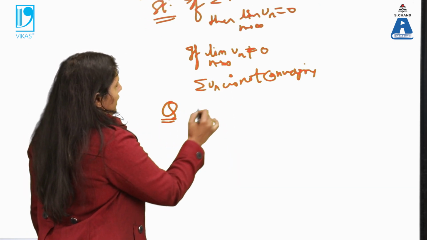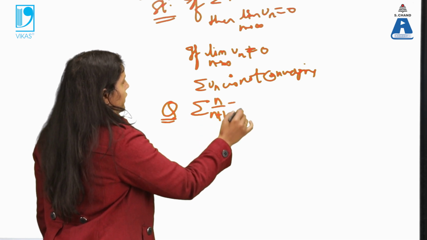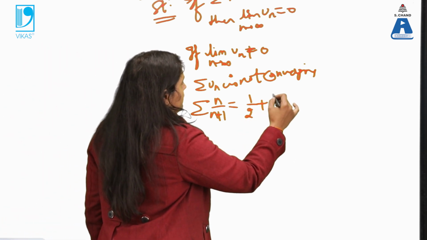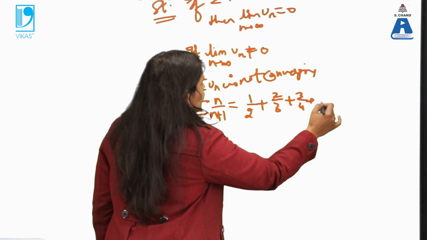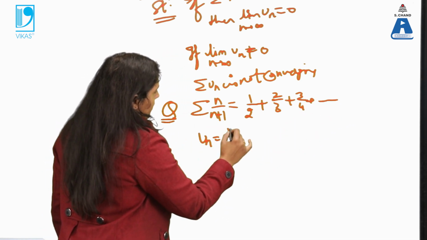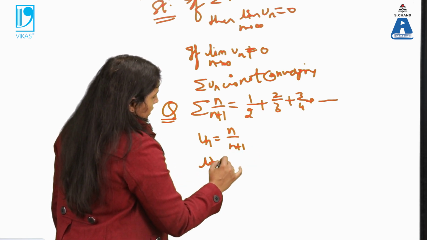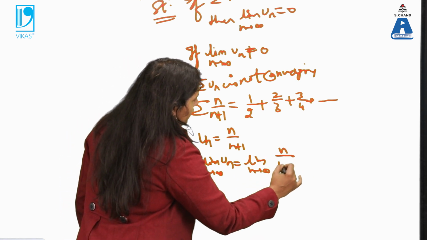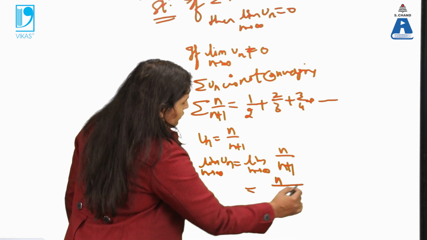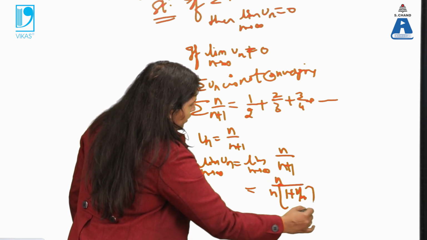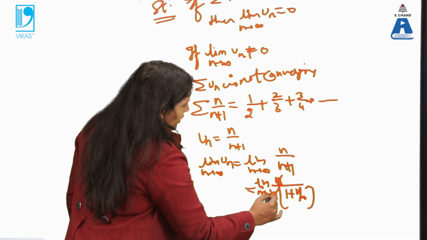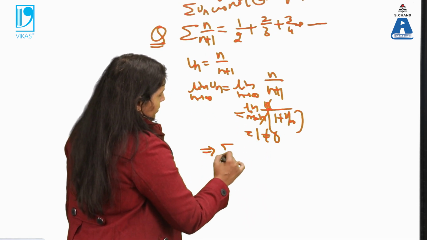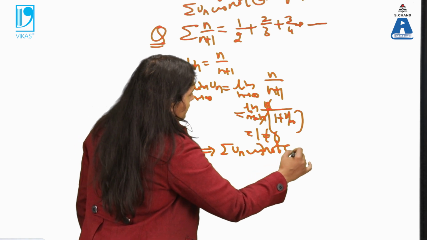One example I am taking: suppose this is my series and I am asked to find out whether this series is converging or not. First term is 1 by 2, then second term is 2 by 3, then 3 by 4 and so on. My nth term un is n by n plus 1. First, I will check the limit. As this is infinity, I always suggest that for infinity, take out the infinity part outside and then discuss the limit. Finally, you can see the limit is 1, which is non-zero, and as per the necessary condition, this implies summation un is not converging.